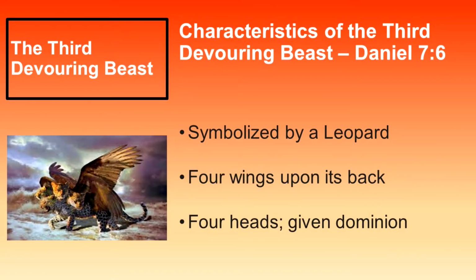The Bible says it was symbolized by a leopard, which we know is a fast animal, isn't it? But it is also an animal of prey, isn't it? Last time I checked, it doesn't eat a vegetable, does it? It's a carnivore, isn't it? Okay, there we go. And it also says that it had how many wings on its back? Four. It had four wings on its back.